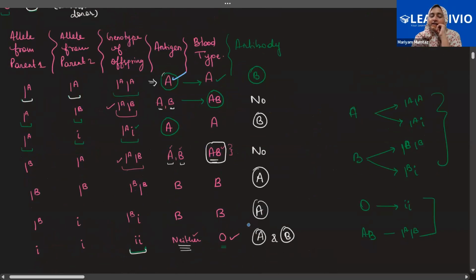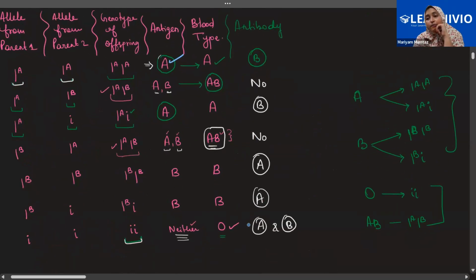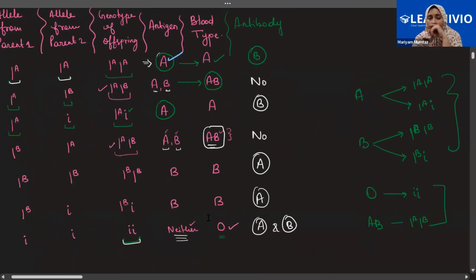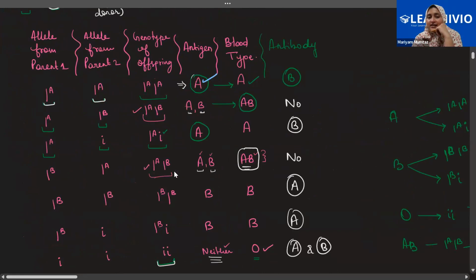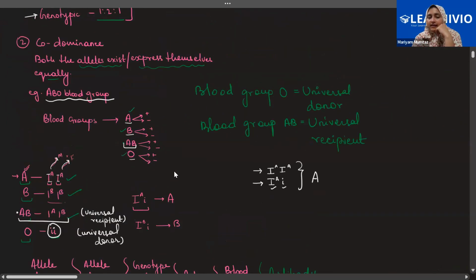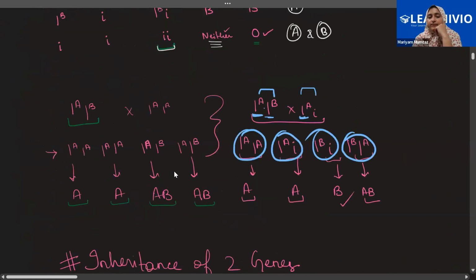Now here, since the A and B blood groups are both present together, or both of them are expressed together, that is why we call this type of inheritance codominance. And it is one exception to the Mendelian law of inheritance.